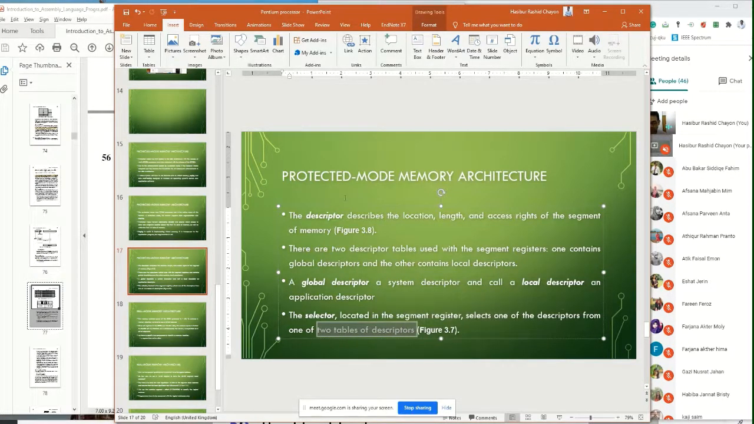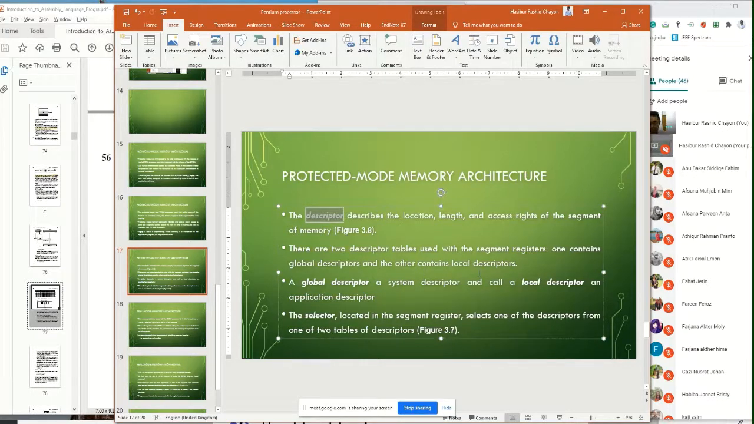The next question is, a descriptor is the description of the location of the memory, the length of the memory, and of course the access right of the segment of the memory. All right, so that is the descriptor. Generally we have two types of descriptor. One is called global. Another one is called local.